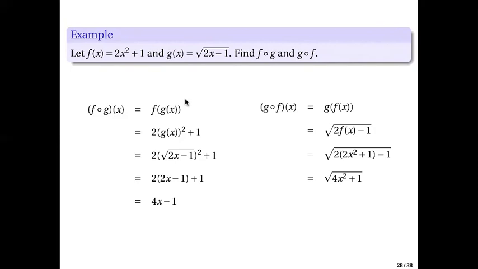So what's the point? You have f circle g, you got 4x minus 1. And then you have g circle f, you got square root of 4x squared plus 1. They are not the same. So in general, f circle g is not the same as g circle f. So make sure that you have the proper arrangement when you are trying to compose one function with another.